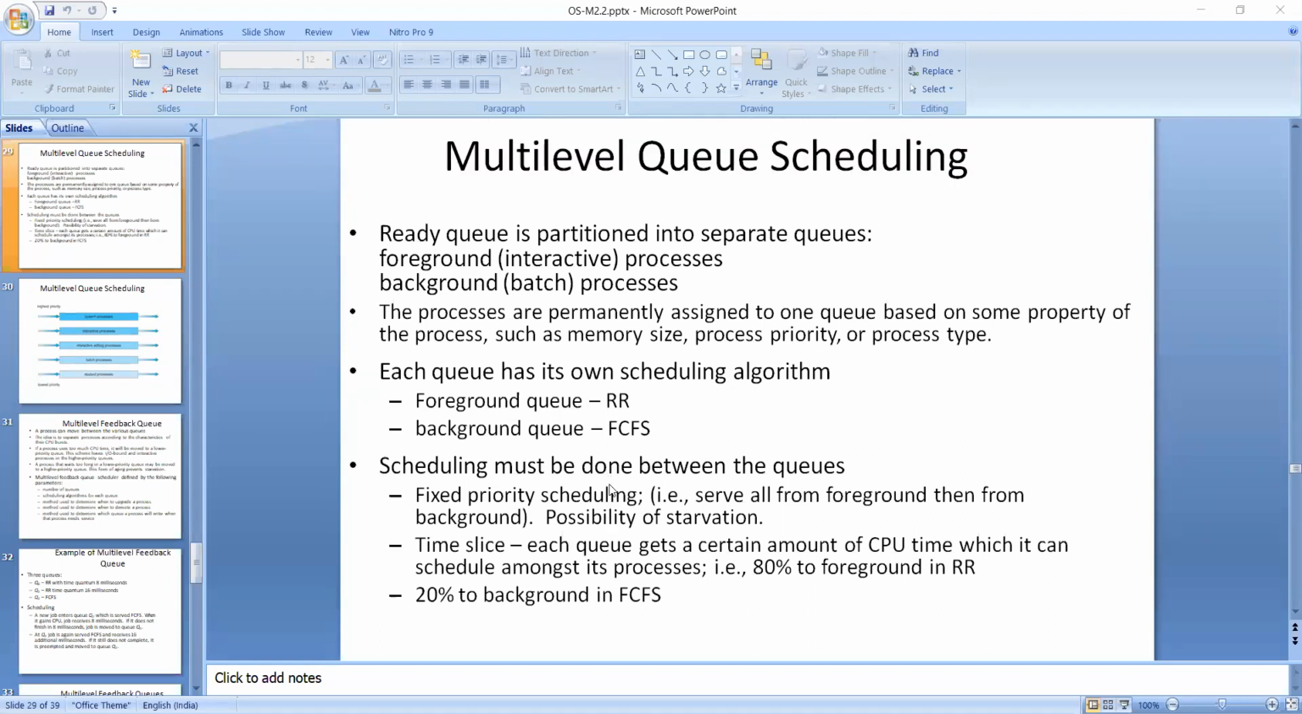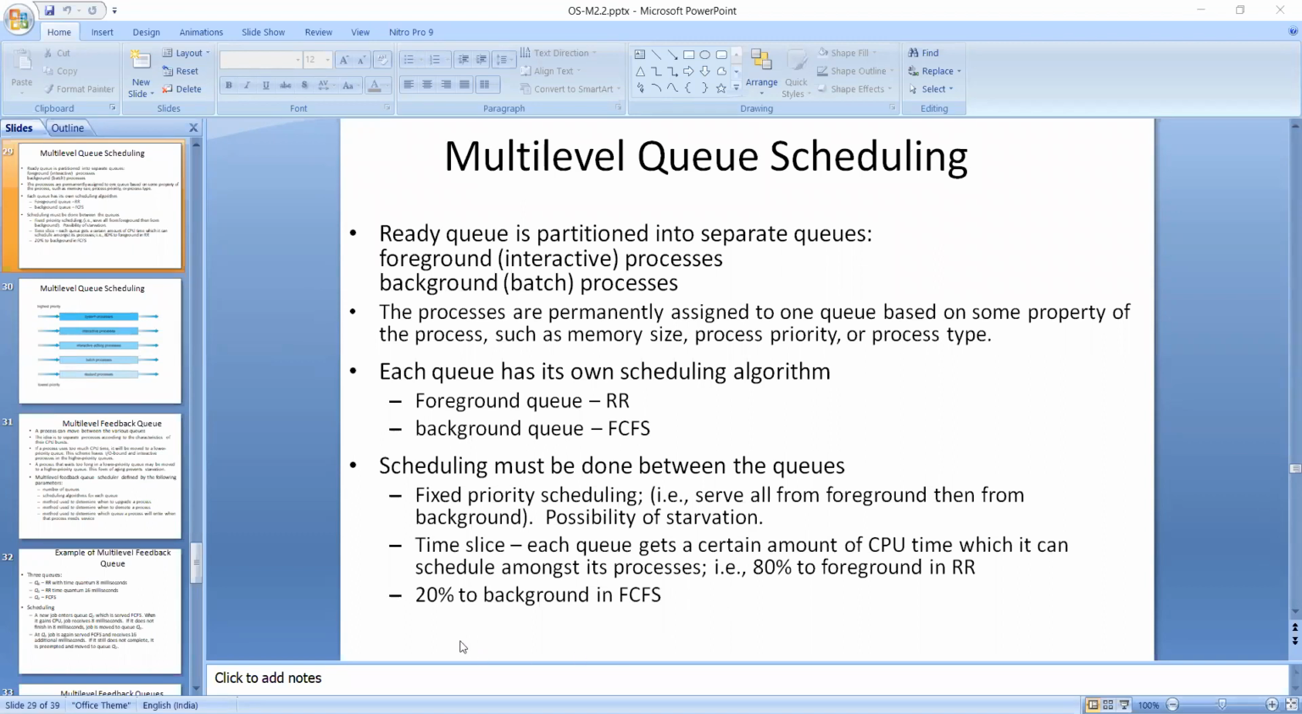multi-level queue scheduling is that there will be a possibility of starvation. That means until completion of all the foreground processes, the background process should wait in the queue. After complete execution of foreground processes only, the background process will get the CPU. So the problem of starvation will occur with multi-level queue scheduling.